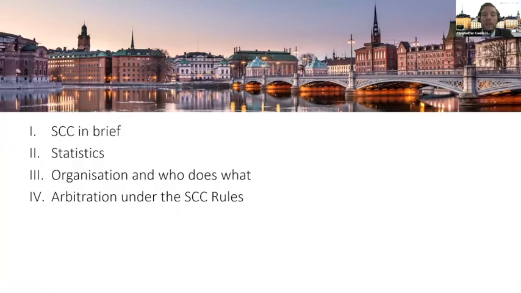So proceeding then to the contents of this presentation. This slide shows in summary what I will be talking about today. First, I will say a few words about the SCC as an arbitral institution. I will then proceed to give you some statistics from last year, talk about the organization of the SCC, and talk about who does what at the SCC, and then proceed to the core subject of this session, namely the arbitral process under the SCC arbitration rules. And during this presentation, I will be talking about the arbitral process under the SCC arbitration rules, and then make some remarks regarding the differences in the procedure under the SCC expedited rules at the end of the presentation.